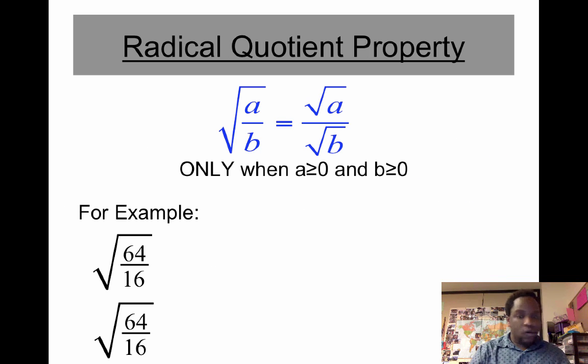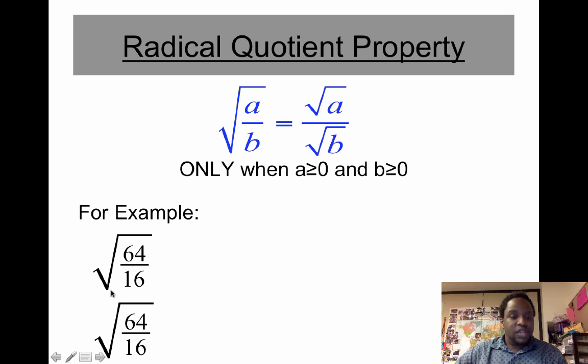All right, now, so this is the radical quotient property. Okay, so we have 4 more sections, really only 3 more sections. The radical quotient, or division property, is that the square root of a over b is equal to the square root of a over the square root of b, just as long as these are positive numbers.